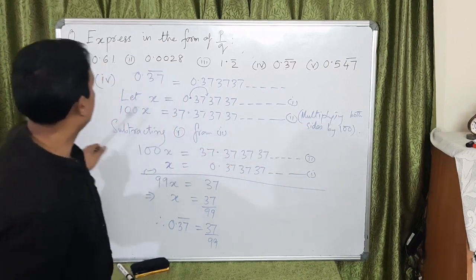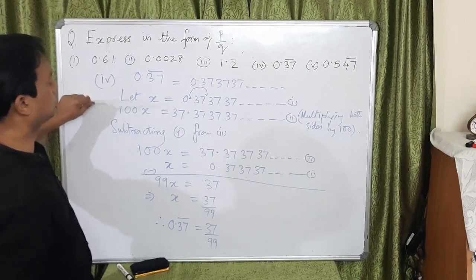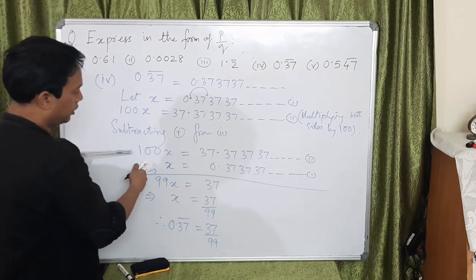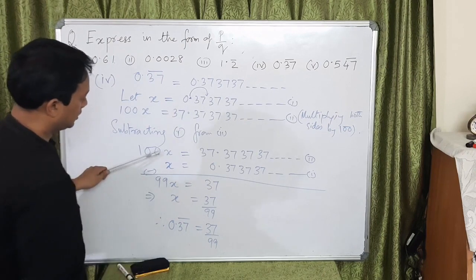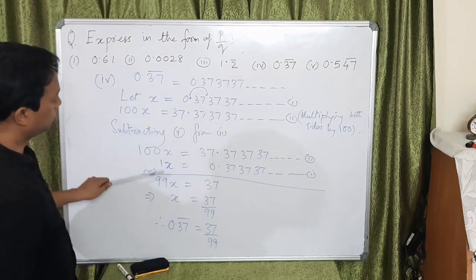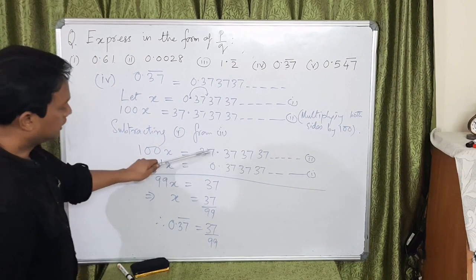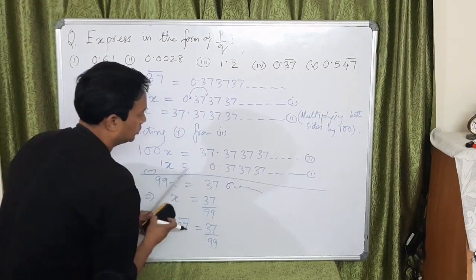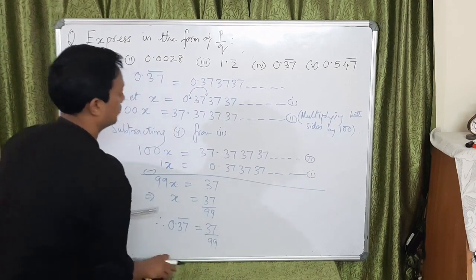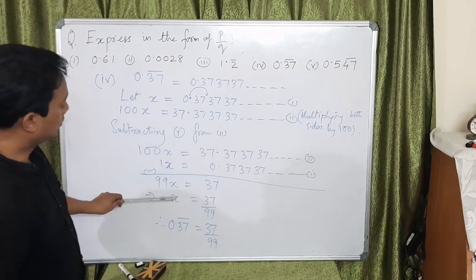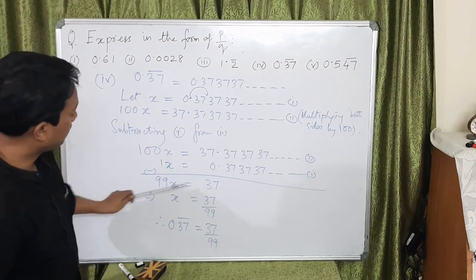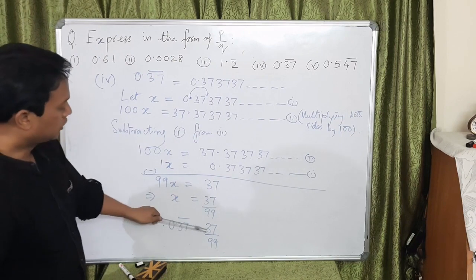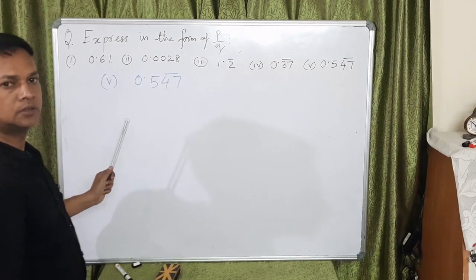So here we have written multiplying both sides. Now we just have to subtract equation 1 from equation 2. We'll write equation 2 on top, equation 1 below, and subtract. 100 minus 1 is 99, and 37 minus 0 is 37. On this side, we get all zeros, which we need not write. So x equals 37 by 99. We cannot cancel, so 0.37 bar equals 37 by 99.